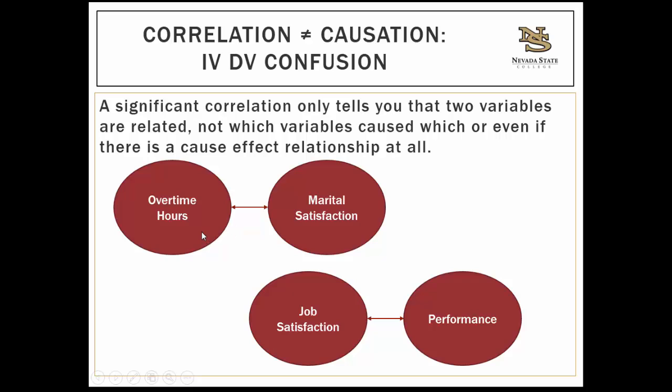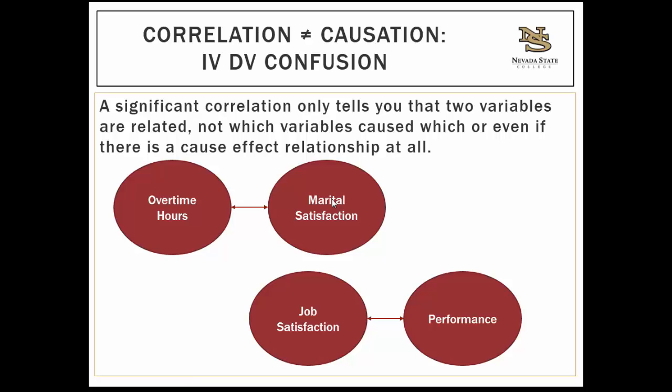So let's say we see that there is a strong negative relationship between overtime hours and marital satisfaction. Well, we could say that if a spouse works more overtime hours, that leads to less satisfaction in their marriage because they're spending less time together. I want you to maybe pause this video and think about other ways that that relationship could play out. So go ahead and pause it and think about how we could see a strong relationship here, and it's not due to the fact that more overtime hours lead to less marital satisfaction.